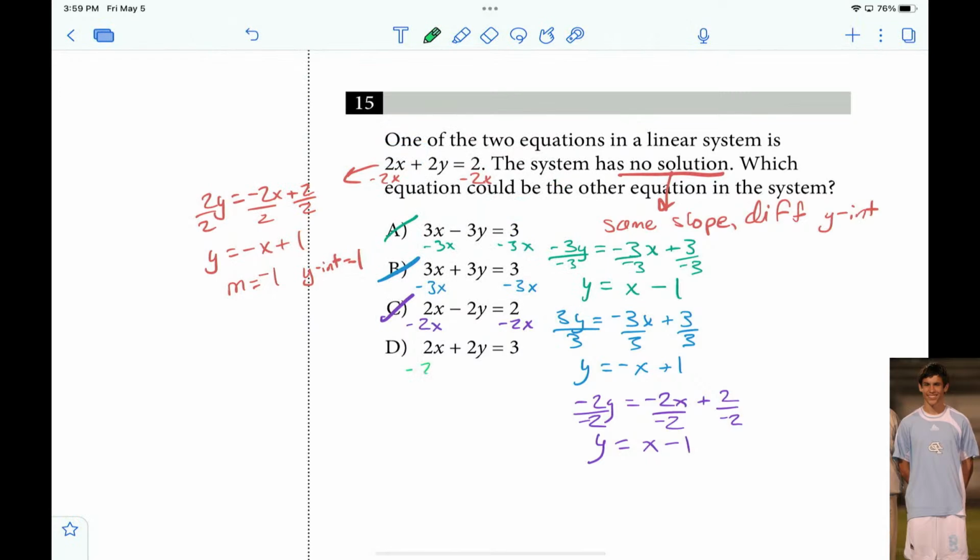So we're going to subtract 2x, subtract 2x. So we end up getting 2y equals negative 2x plus 3. We'll divide everything by 2. y equals negative x plus 3 over 2. And what do you notice? It has the same slope, but a different y-intercept. So cool, that means we did this problem correctly. So the answer is D.